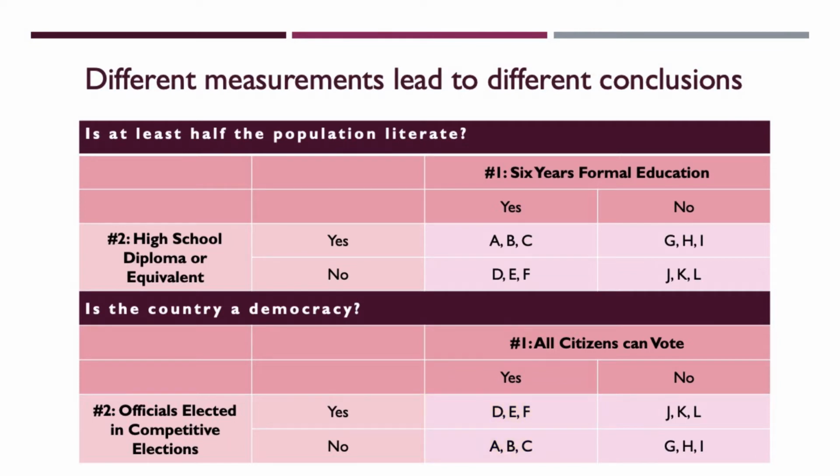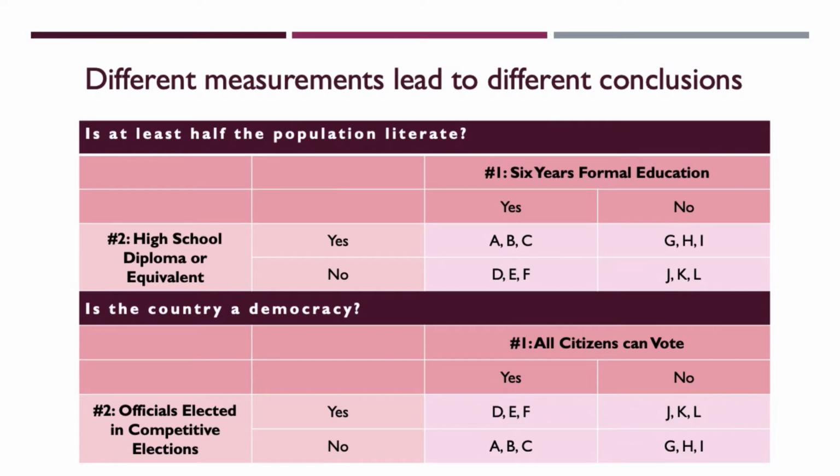On the other hand, if we thought whether or not elections are competitive is the best measure of democracy, that drastically changes our selection of cases. So even though every citizen can vote in countries A, B, and C, they do not have competitive elections. So according to that measurement, countries A, B, and C are not classified as democracies, even though they generally meet the textbook definition of a democracy.